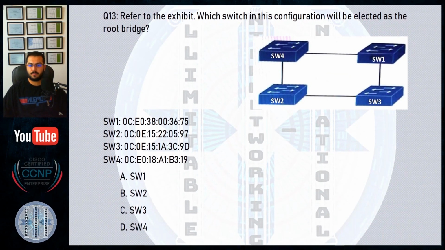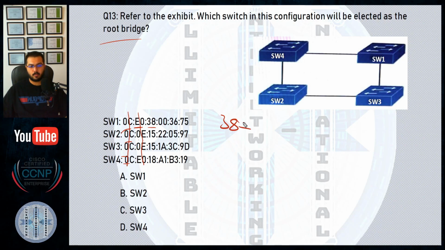Question 13 says, refer to the exhibit. Which switch will become the root? Okay, anything mentioned about priorities? No, only MAC. So let's see. The first octet is identical, and the next two are the same level, so it's identical. So I will have to compare these.